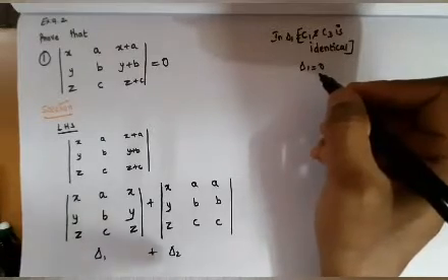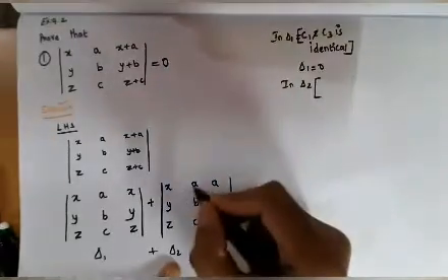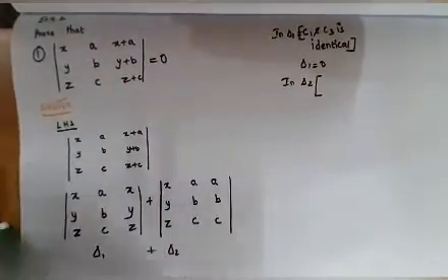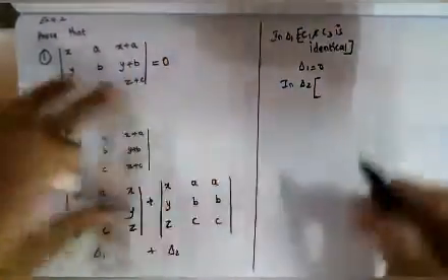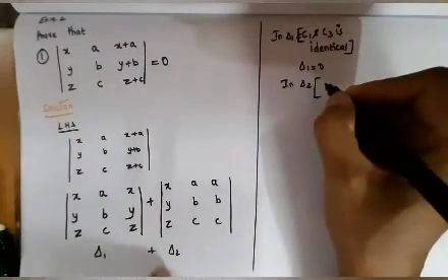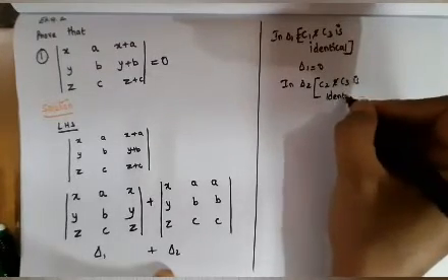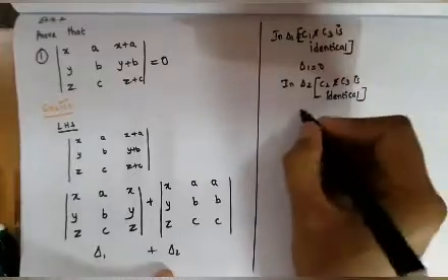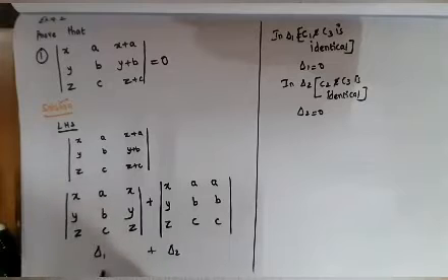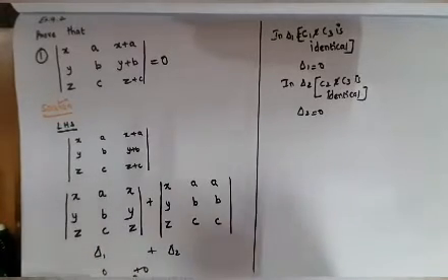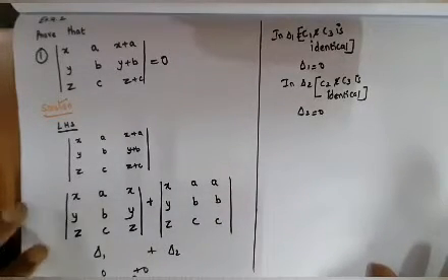Same thing here in del 2. In del 2 this is C2 and C3, so a, b, c and a, b, c. C2 and C3 are identical, so del 2 is also equal to 0. So 0 plus 0 equals 0. So that is for the first sum.